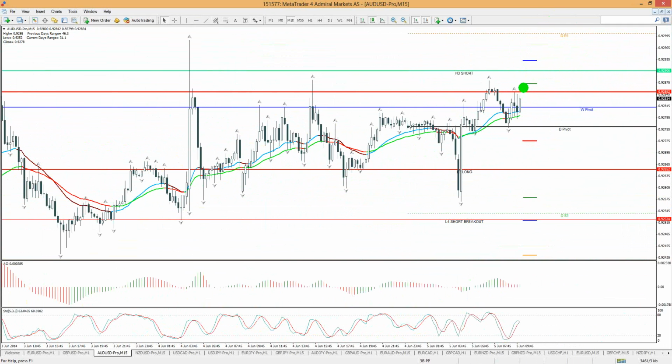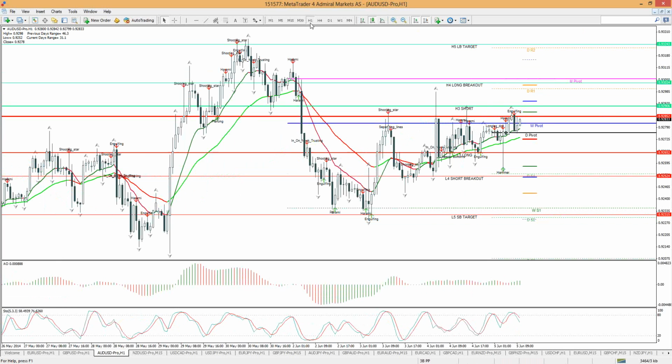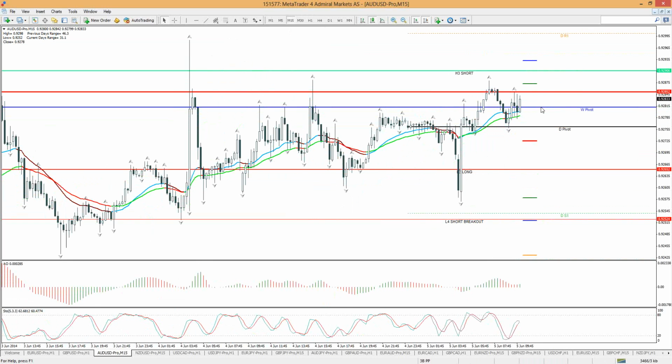If we do get a close above that red line, I would still want a bit of a dip before buying it again. A bit of a retracement so that, let's take a look at the hourly again, so that the R2R is decent.